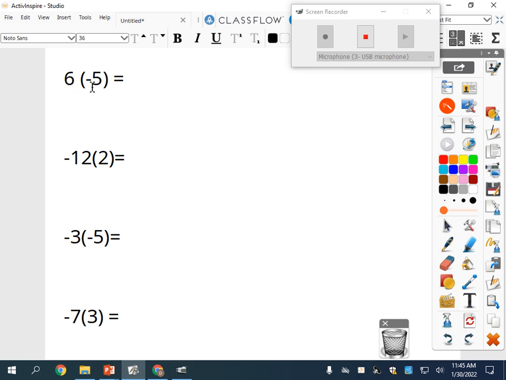So ready? So 6 times negative 5. So 6 times 5 is 30. Okay, and then you go back. This is a positive, this is a negative. They're two different signs.